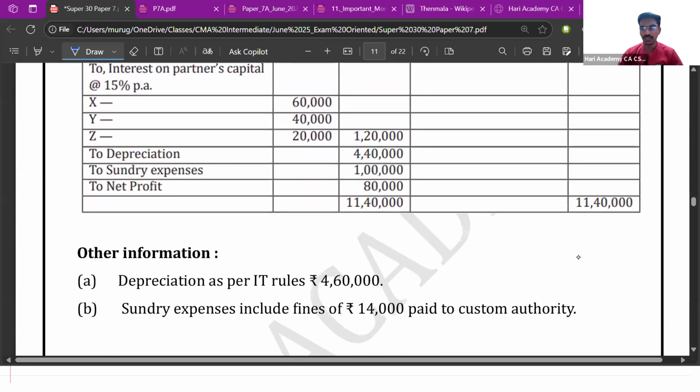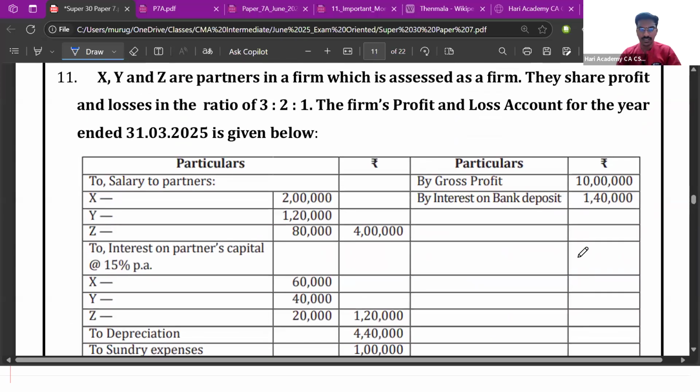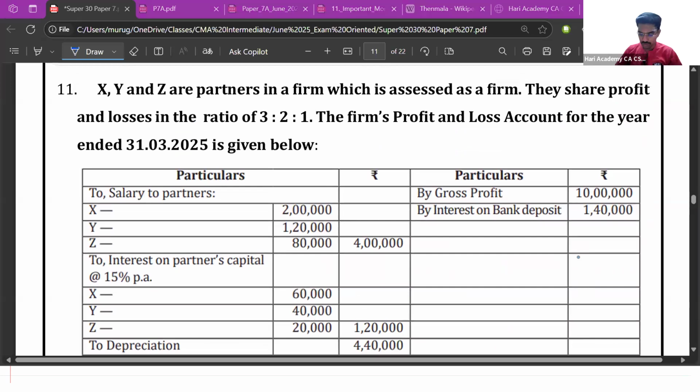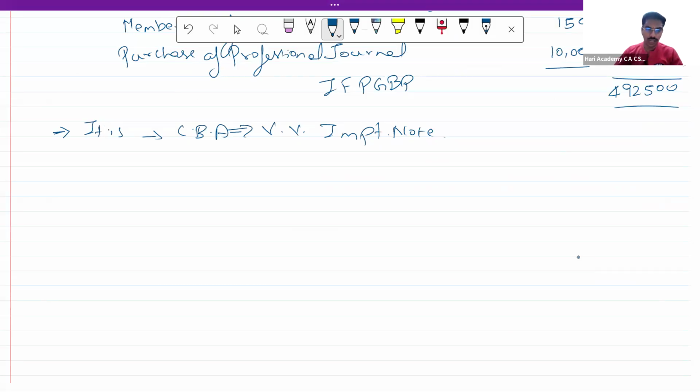Question number 11. So this is the last question in relation to PGBP. Okay. Simple. This is in relation to firm. As far as firm is concerned, you have to remember 2 points. First one is the interest point. See, interest, if it is allowed as per your partnership deed, you can claim that as deduction, provided it does not exceed 12%.